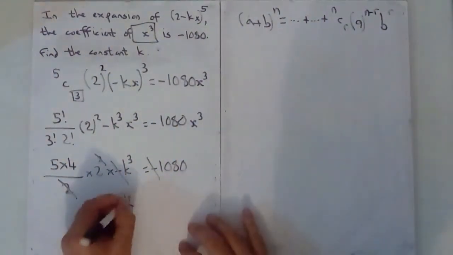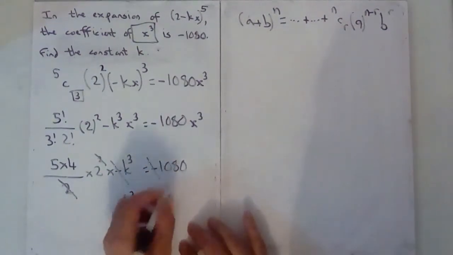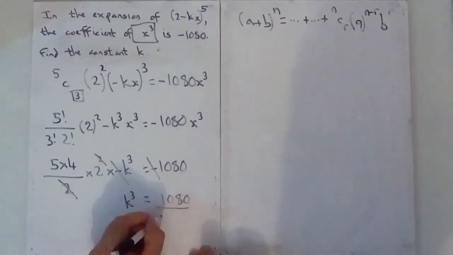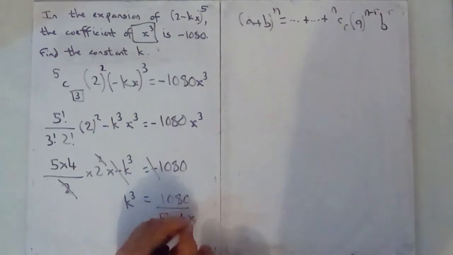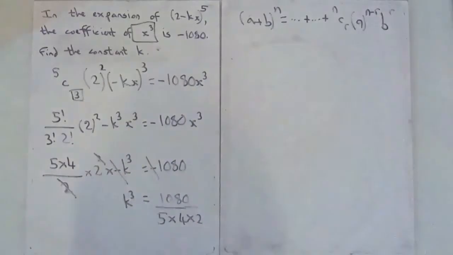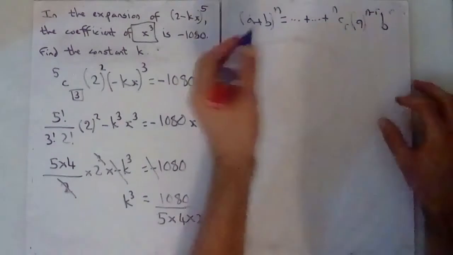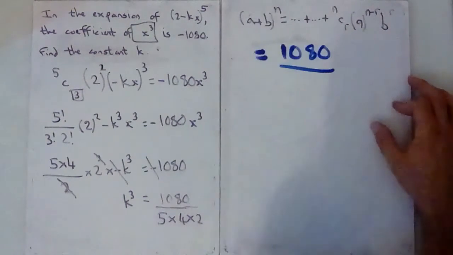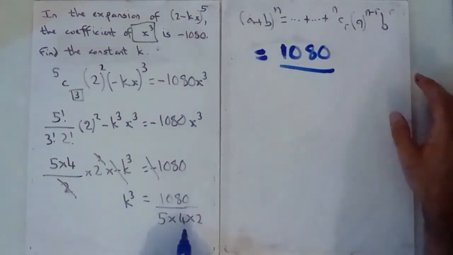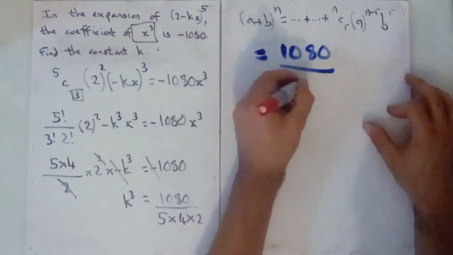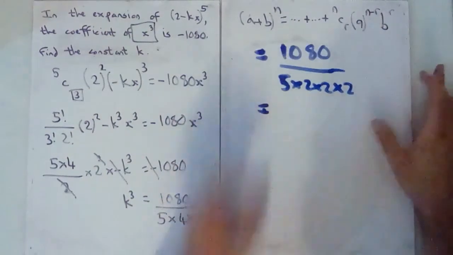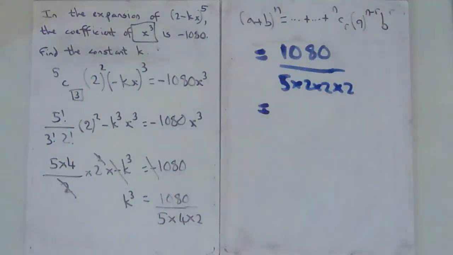So that must mean that k cubed equals 1080 divided by 5, 4 and 2. So 5 times 4 times 2. I'm just going to change pen for the last bit. So I'm going to say that equals 1080 divided by, well, I'm going to say it's 5 times 2 times 2 times 2. So what I need to do, take this 1080, I'm going to divide it by 2 three times, and then I'm going to see if I can divide it by 5. Maybe I'll divide by 10 and double.